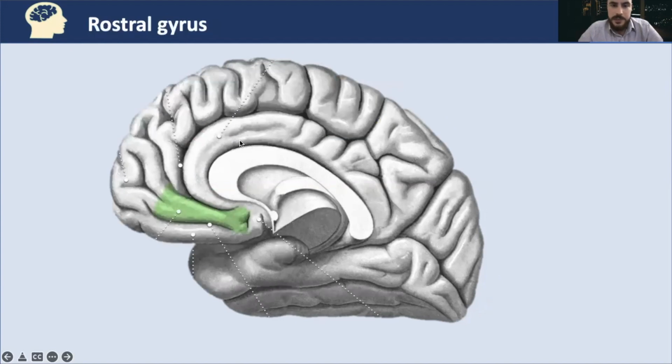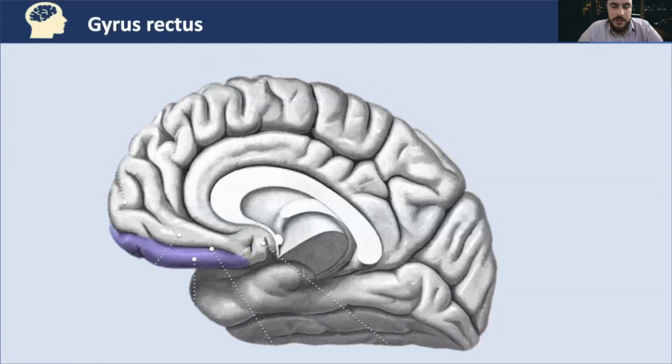Now, this is the corpus callosum over here. This is called the rostrum of the corpus callosum, then genu, then body, then isthmus, and splenium. Just beneath the rostrum, we have the rostral gyrus. So it takes its name in relation to that part of the corpus callosum, rostral gyrus. And now we have here the gyrus rectus. It's a straight gyrus, the most medial and inferior part of the frontal lobe.